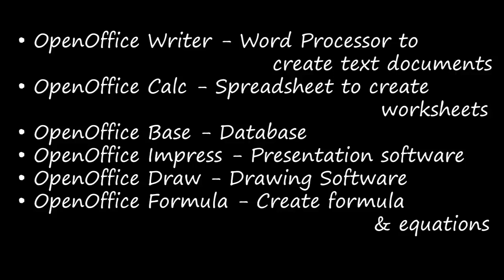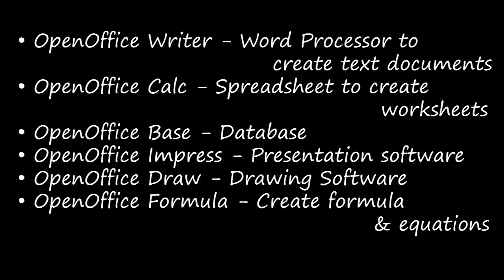OpenOffice is very easy to learn, and it is a productive office suite with a collection of different software packages. Let's see what all will come under this OpenOffice package, right? First one is OpenOffice Writer. This is a word processor, and this is used to create text documents, right? Next one is OpenOffice Calc. Calc means, from the word itself you can understand, this is used to create worksheets or you can say spreadsheet, right? And the next one is OpenOffice Base. That means it is a database, right? Database means it's a collection of data.